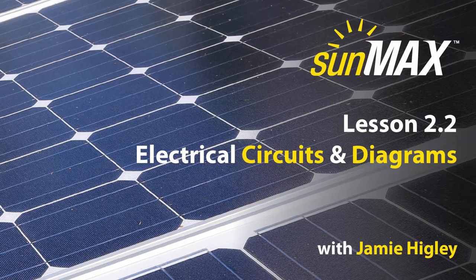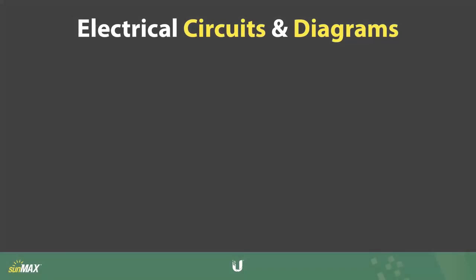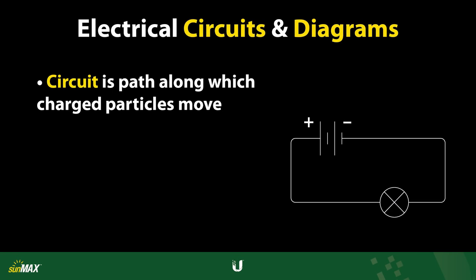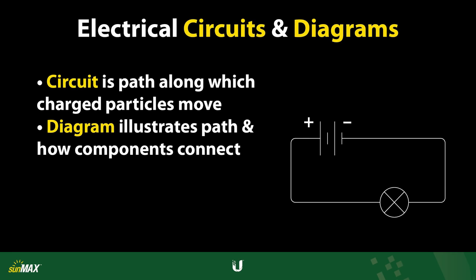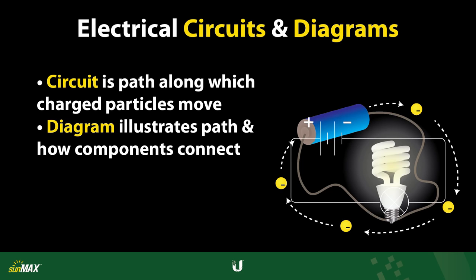Lesson 2.2. Electrical circuits and diagrams. The path along which charged particles move is called an electric circuit. The purpose of a circuit diagram is to illustrate the path of charged particles as they move between areas of different charge potential. It also shows how various components are connected in the electrical circuit.